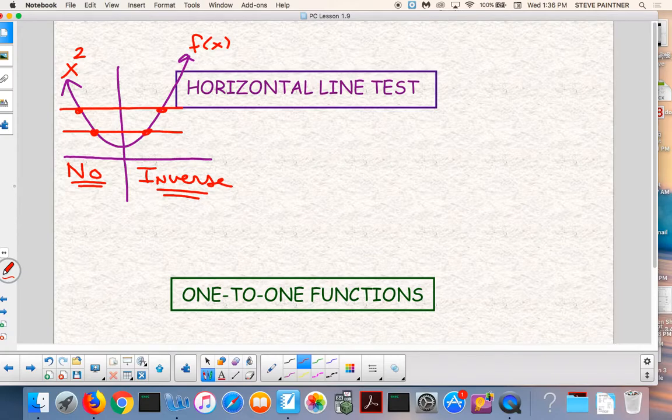I don't know if they say that the best way, but really all it is, if you hit the graph, how many times? Twice or more? No inverse. Now, what would have an inverse? Not quadratic. I know that. What? Cubic?